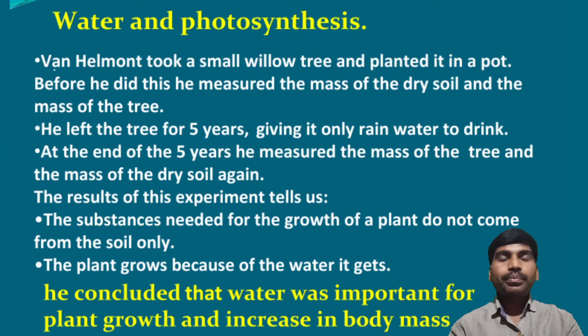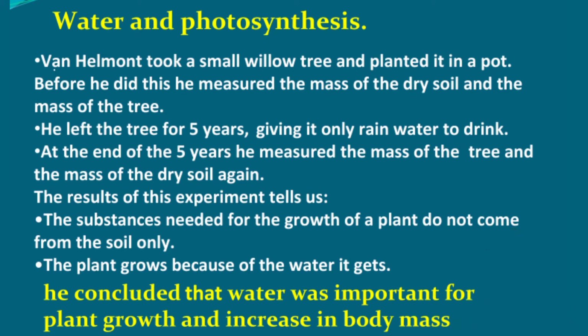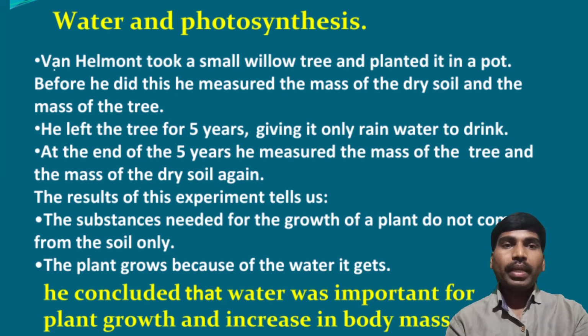Before planting, he measured the mass of dry soil added to the plant. Then in the same way, the mass of the plant. Then he left this setup, or this plant, for 5 years. He gave only rainwater to the plant. After 5 years, he measured the mass of dry soil and the mass of the plant.